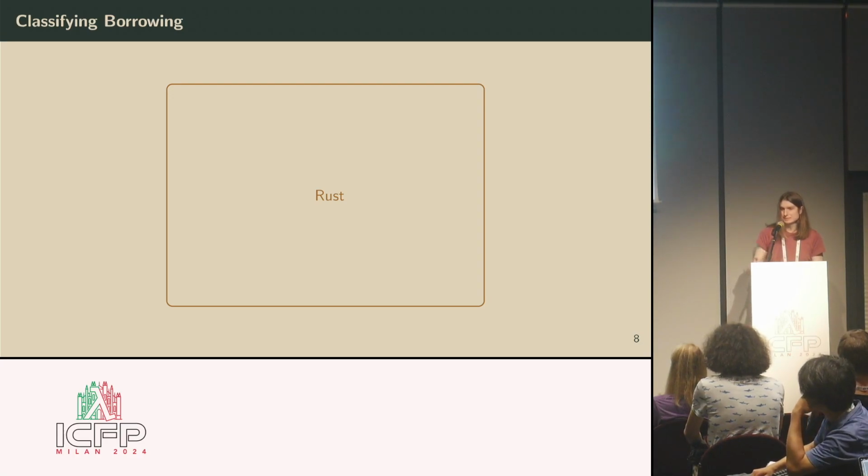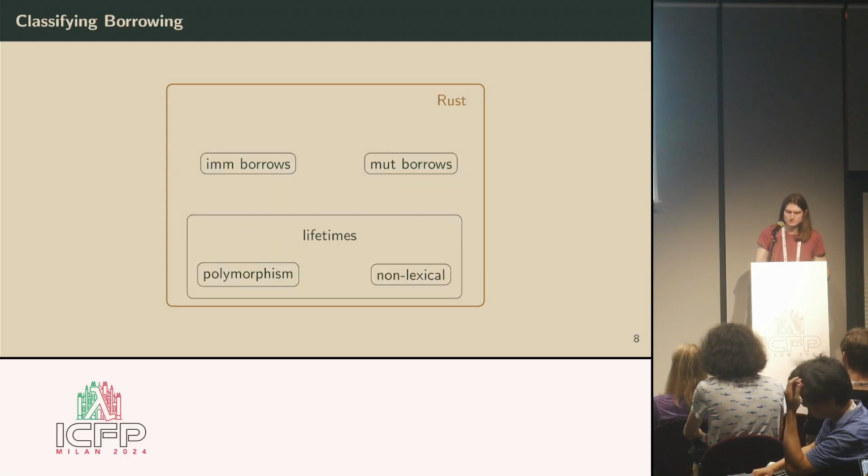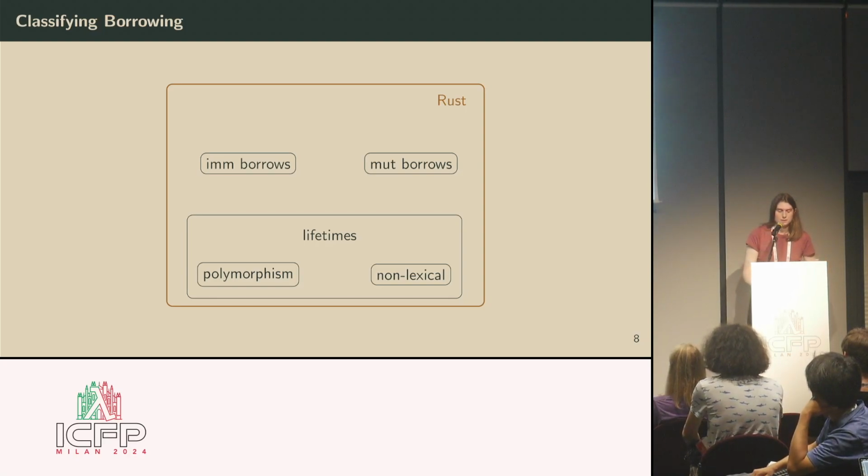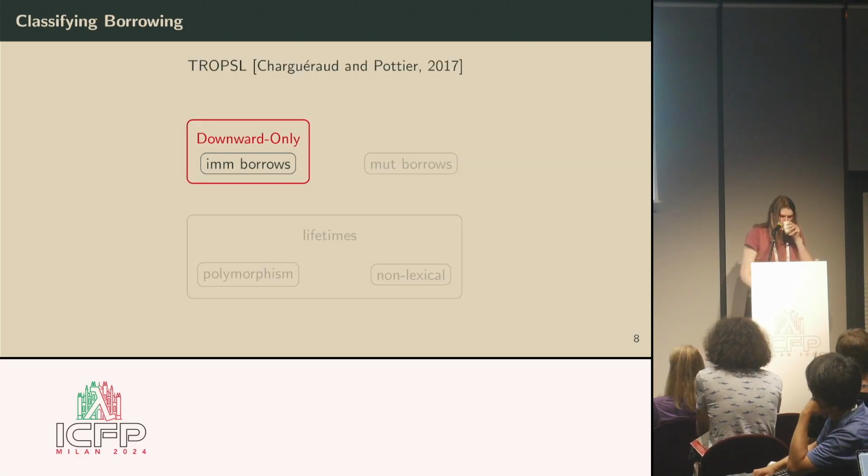Because borrowing is really many separate features, and you can dial up the complexity or dial down the complexity depending on your use case. For example, when you think of Rust-style borrowing, it's actually a bunch of different features that are all sort of working together. So you could break it down into mutable and immutable borrows, lifetimes, lifetime polymorphism, and non-lexical lifetimes. But you don't need all these features at the same time to have a language with borrowing. You can actually get away with just having immutable borrows without even lifetimes.